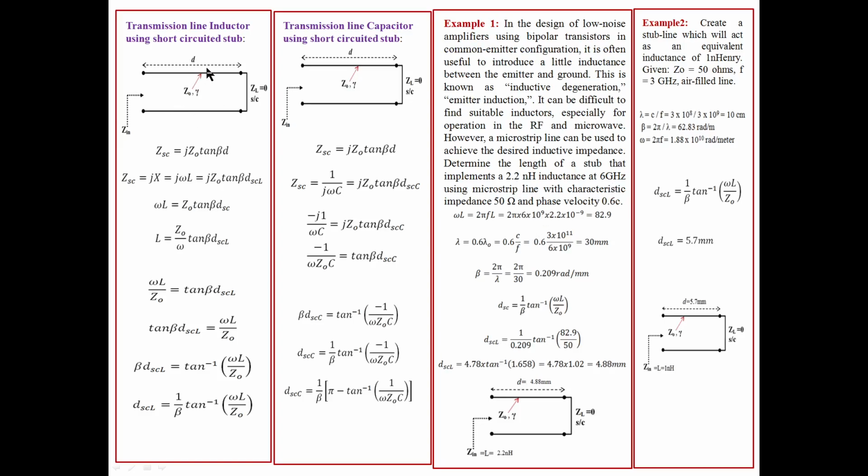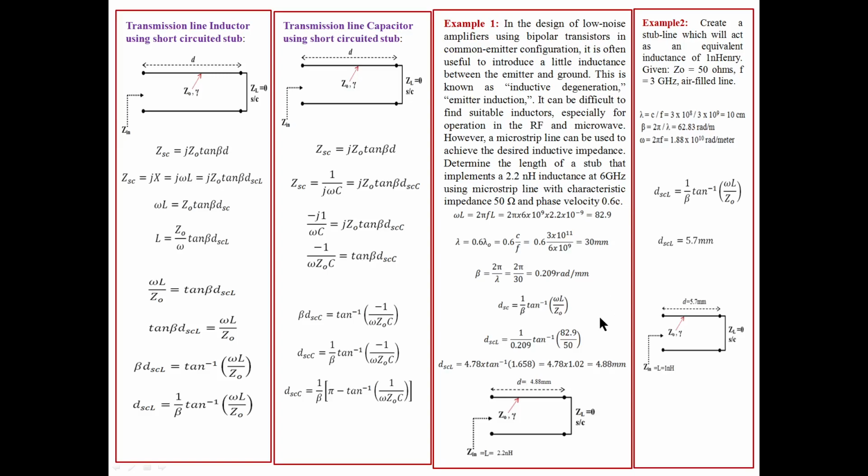The length depends upon the frequency and the inductor value, because you see here omega times L. What is the value of inductor needed? 2.2 nanohenry at 6 gigahertz. Using this equation we got the value in the earlier class. What is the length of the line required? 4.88 mm, at 6 gigahertz.